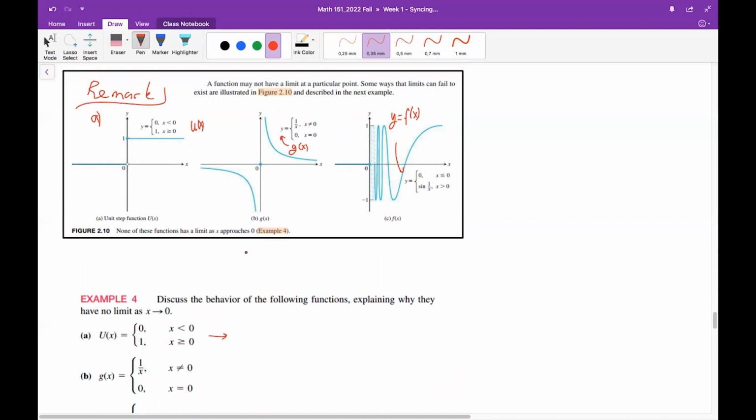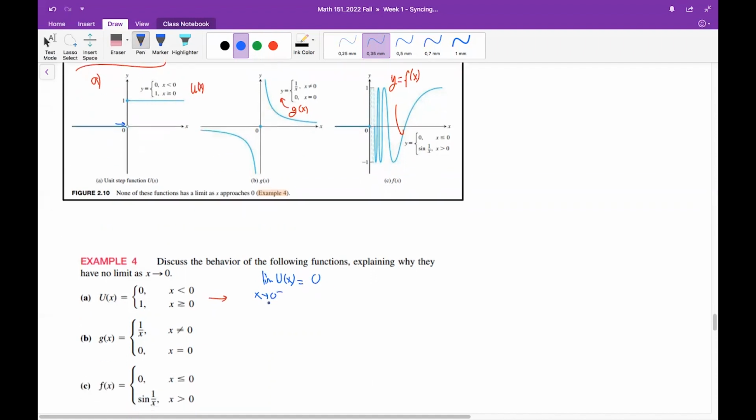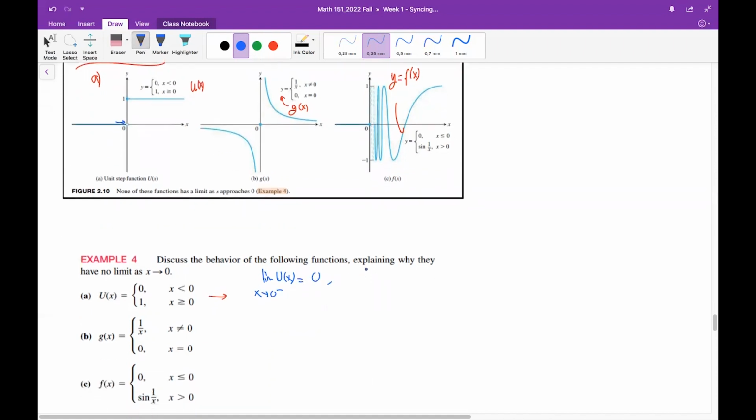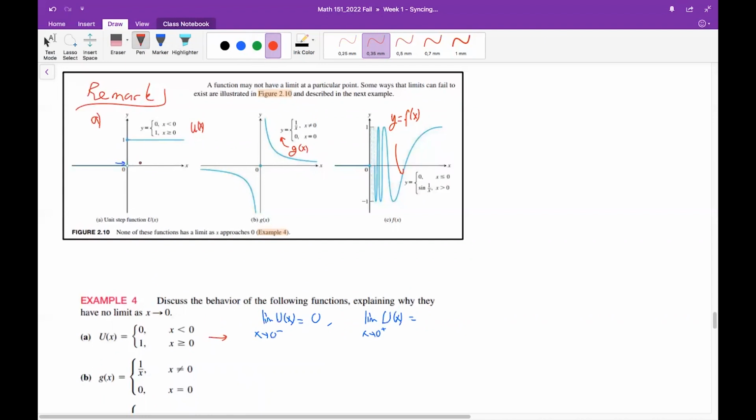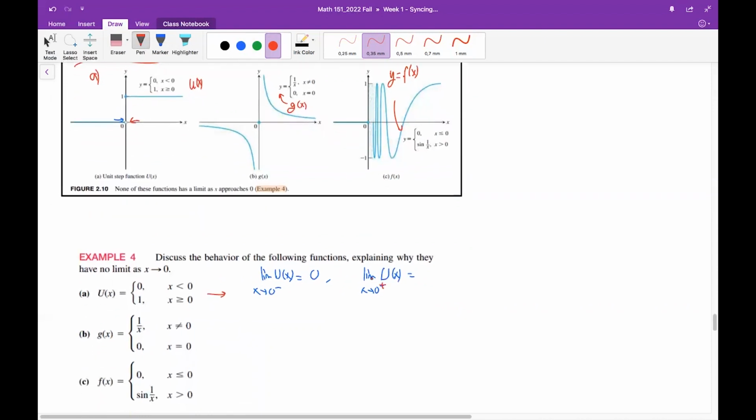For u of x, look at the one-sided limits. Limit of u of x as x goes to 0 from left. From left, the values of your function are always 0. What happens from right? Limit of u of x from right. Okay, this time you will look from this direction, from right. So the values are always 1.